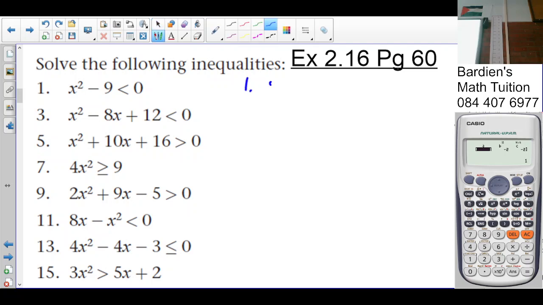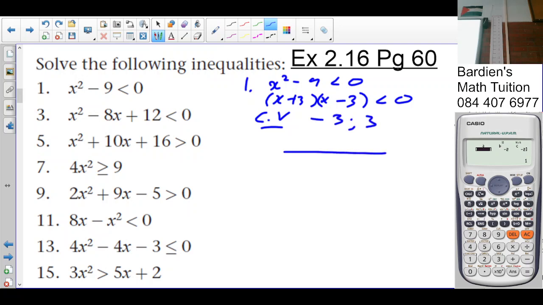So number one is x squared minus 9 has to be less than 0. Difference of two squares, x plus 3, x minus 3. The critical values, never say x is equal to. Say the critical values are of course negative 3 and 3. Take it to our graph, negative 3 and positive 3. The graph has to be less than 0, which means it has to be negative. Above the line is positive, below is negative, so it's that part of the graph there.